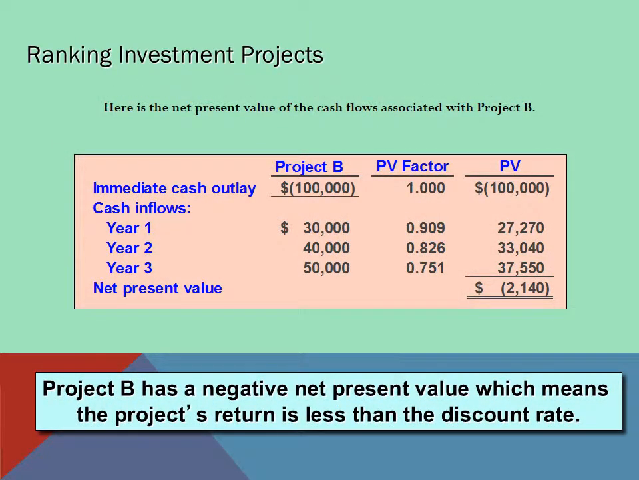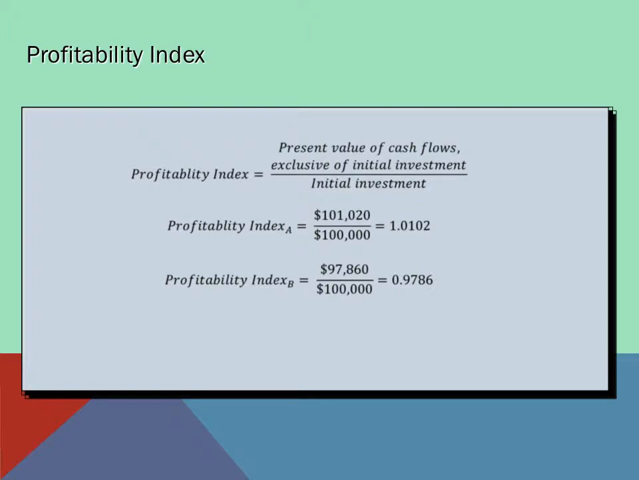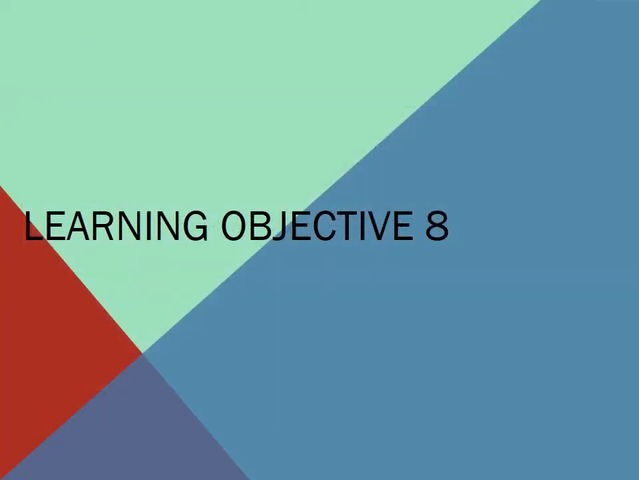Repeat the process for Project B. The net present value of the project is negative, indicating that the proposal will not return at least the discount rate. One criterion that managers sometimes apply in ranking investment proposals is called the profitability index or excess present value index. Learning Objective 8. Use the payback method and accounting rate of return method to evaluate capital investment projects.